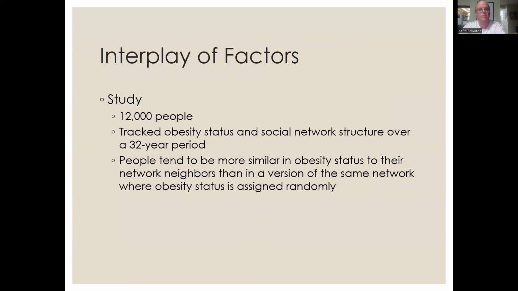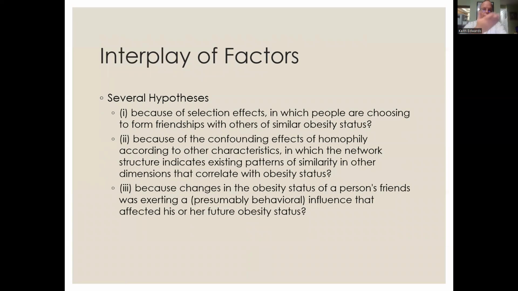So, they've done some studies about this, whether it's selection or social influence. And one study looked at 12,000 people and tracked obesity status and social network structure over a 32-year period. So that's quite a long study. And people tended to be more similar in obesity status to their network neighbors than an inversion of the same network where obesity status was assigned randomly.